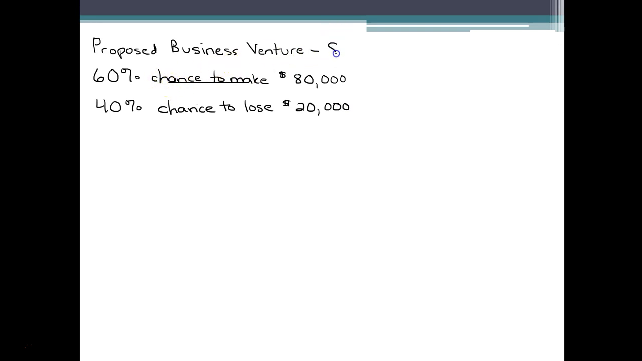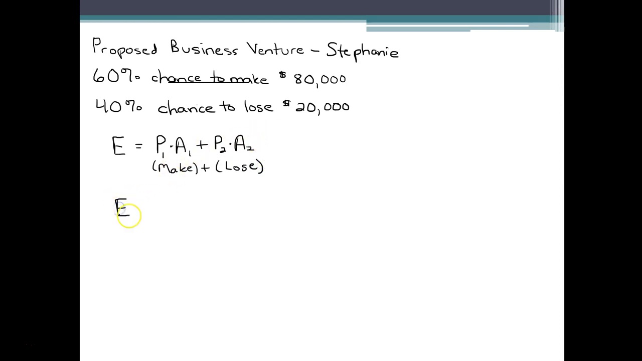So there's a gal named Stephanie who's analyzing this proposed business venture, trying to make a decision about whether to take the leap and take the risk. So finding the expectation can help her make a decision on whether it's worth taking that risk or not. To find the expectation, we're going to have to look at the probability of making money times the amount she would make, plus the probability of losing money times the amount she would lose. This will give us, on average, what would happen if she opened a ton of these businesses.